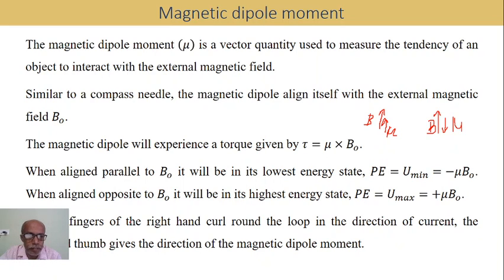In order to find the direction of the magnetic dipole moment, we curl the fingers of the right hand around the loop in the direction of the current. The curled fingers of the right hand give the direction of current, then the extended right hand thumb gives the direction of the magnetic dipole moment, and this is how we find the direction of magnetic dipole moment.